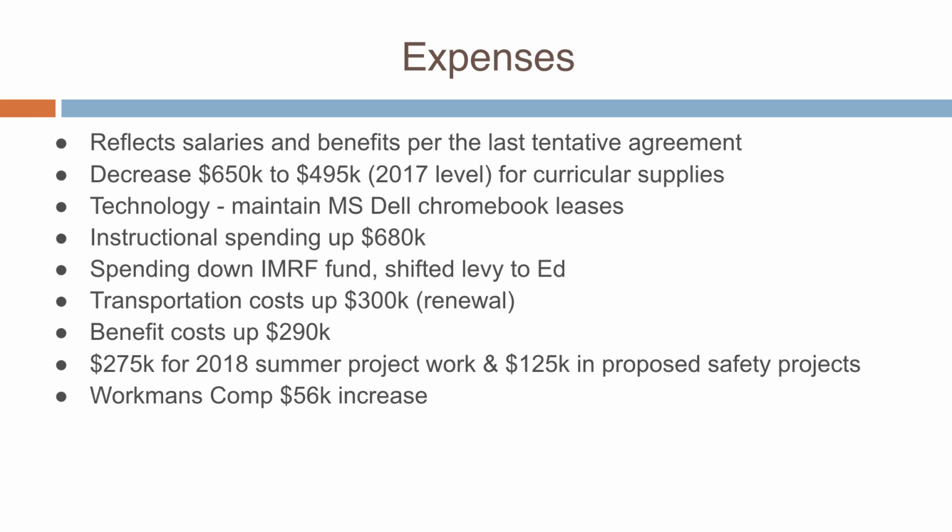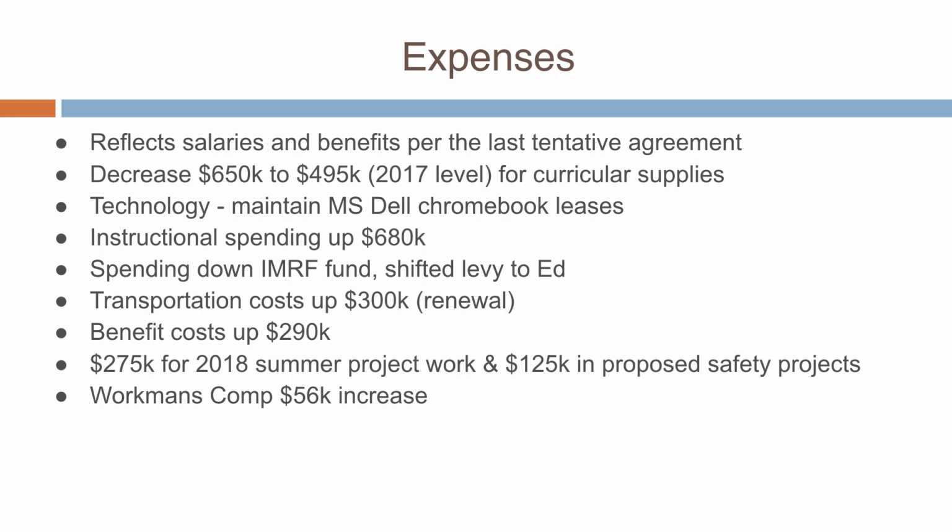Instructional spending is up by $680,000, primarily due to increases in salaries and benefits. We continue to spend down the IMRF fund, shifting that levy funds to the Ed Fund. Transportation costs are up by $300,000, which is a common trend within the industry. There being a lack of drivers, the renewals have gone up significantly for many districts throughout the area. And with our renewal, we also saw that increase amounting to $300,000 for next year. Benefit costs are up by $290,000, primarily due to the increase in the PPO insurance.